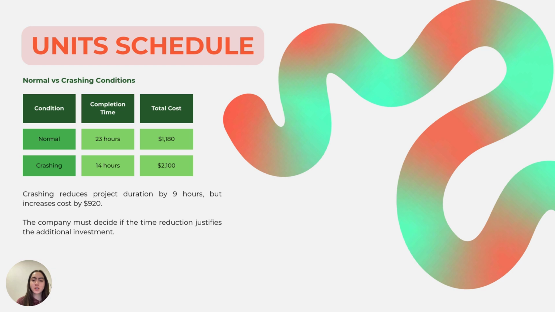Now, here we have a little summary of our final results. The normal duration equals 23 hours, the crash duration equals 14 hours, the total crash cost equals 2,100, and the normal cost equals 1,180. This allows MASA to compare time versus cost trade-offs.